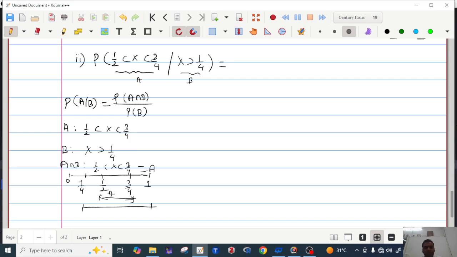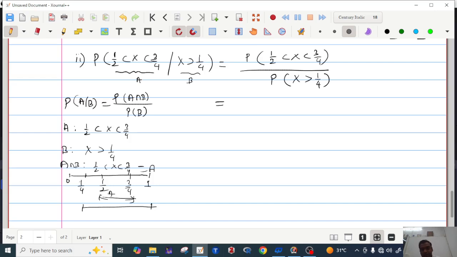So the probability of A given B is equal to probability of A intersection B divided by probability of B. The intersection part is simply the greater part, 1 by 2 less than x and 3 by 4, divided by probability of x greater than 1 by 4. Okay, so solve this. Probability of 1 by 2 less than x less than 3 by 4.